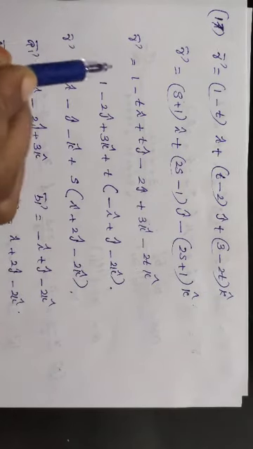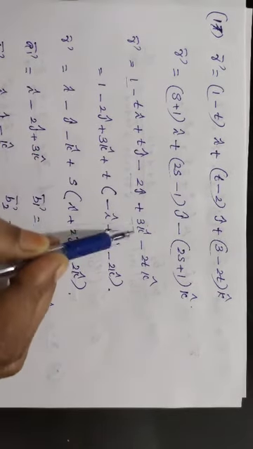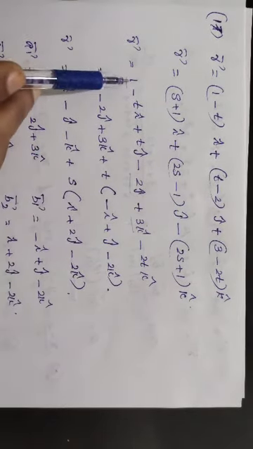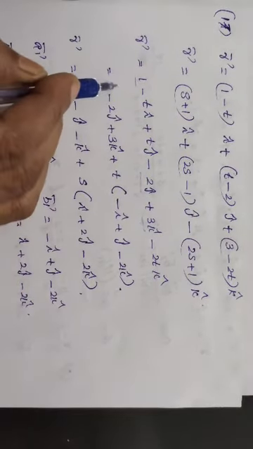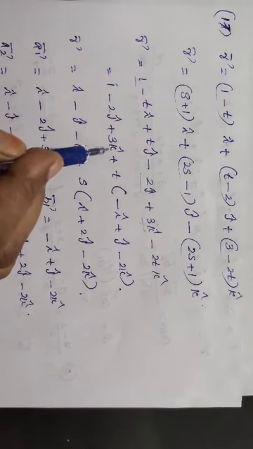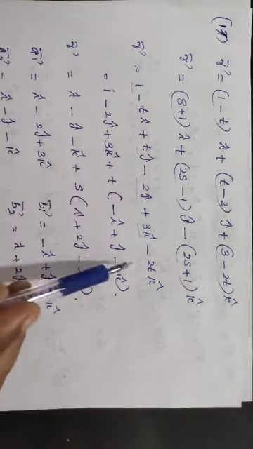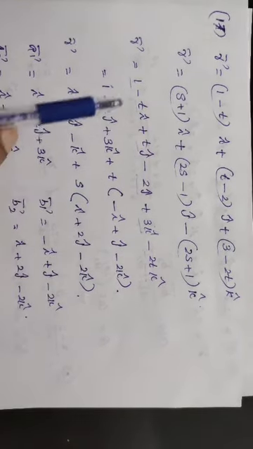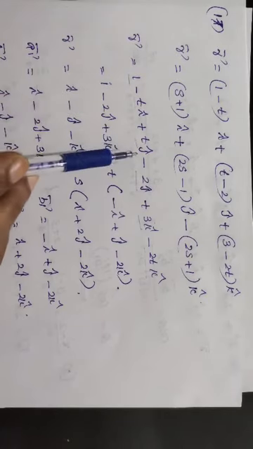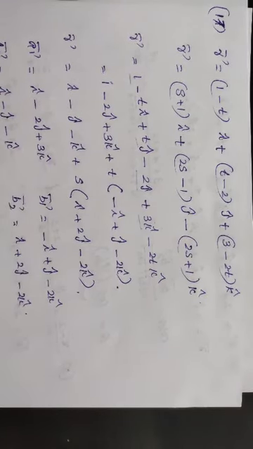Then we can group the terms independent of t, that is i minus 2j plus 3k. And the terms in terms of t: minus ti plus tj plus minus 2tk. We can take the constant t outside. Then it becomes minus i plus j minus 2k. Is it okay? First write the equation in standard form.